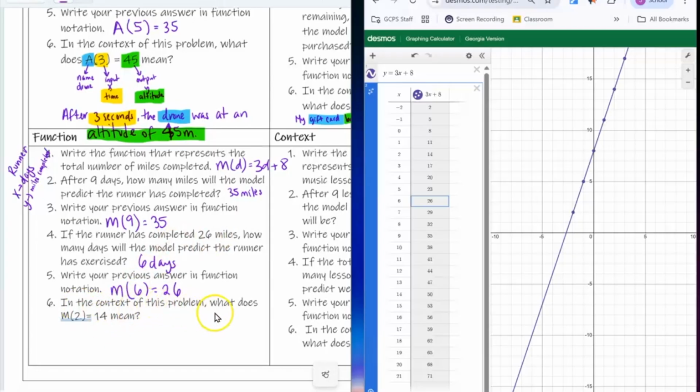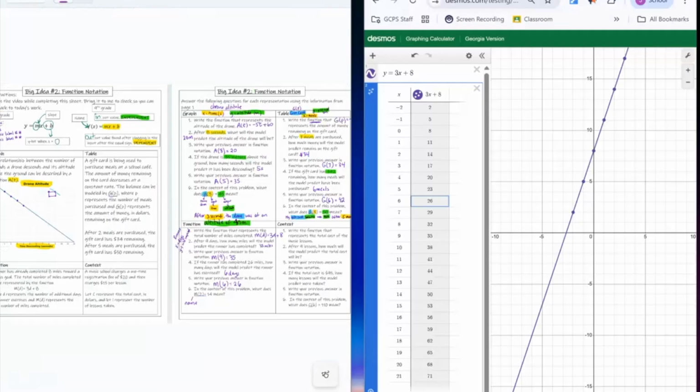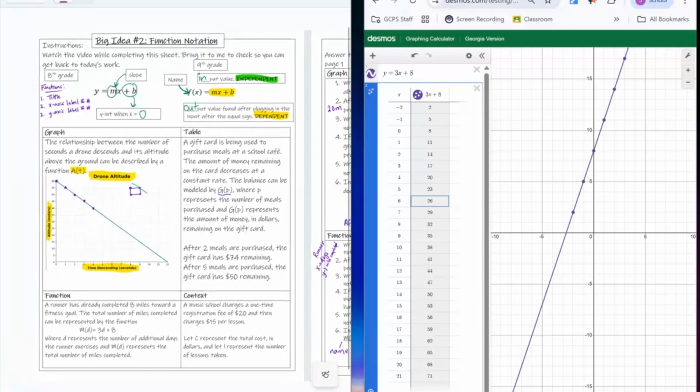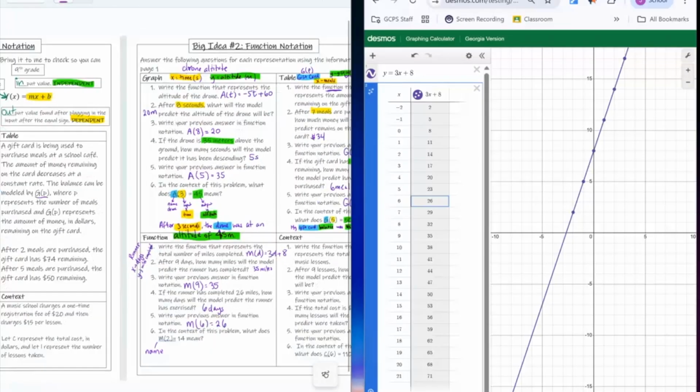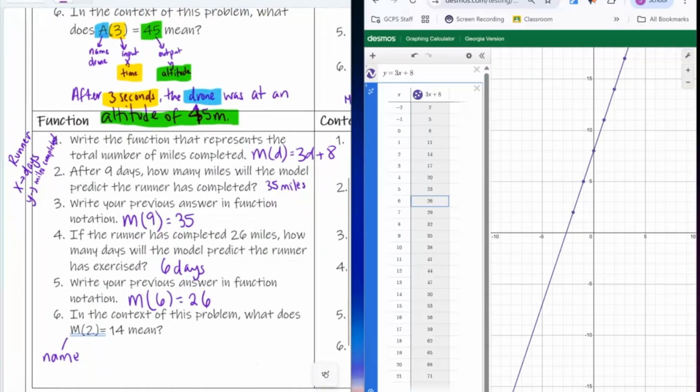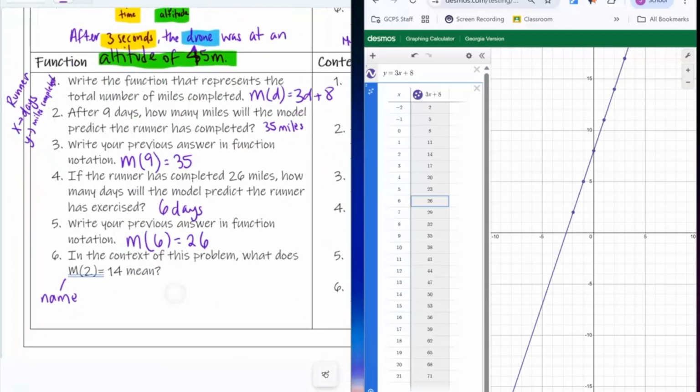Okay, in the context of this problem, what does M of 2 equals 14 mean? Again, just remember we have three things that we have to say. I've got my name of my function. Does this tell me a person? I know it's a runner, but is it a specific person? Nope, it's just a runner. So I'm just going to use runner. So name is runner.